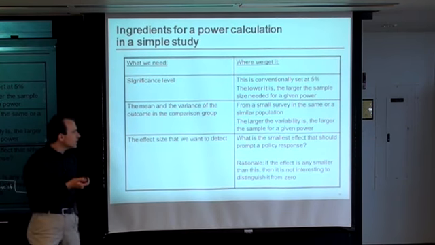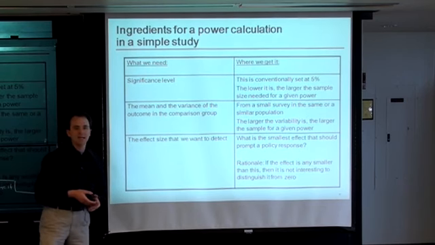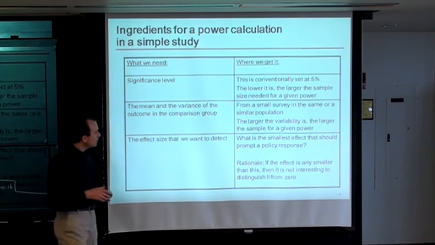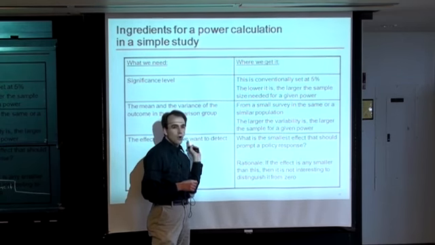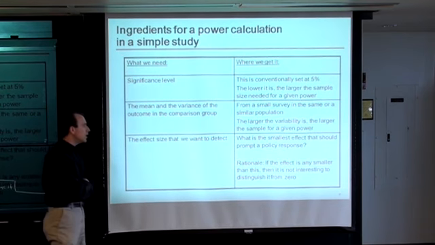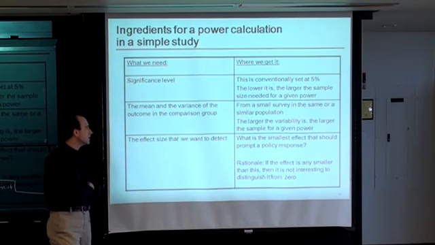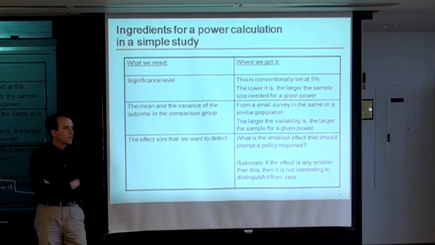Okay? And the third thing you need is you need to make an assumption about what effect size you want to detect. And this one, in some sense, you also have to supply. The best way to think about what effect size you want to put in here is you want to say, what's the smallest effect that would prompt a policy response.